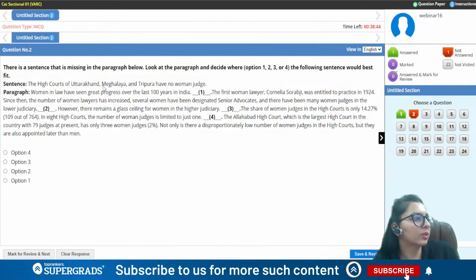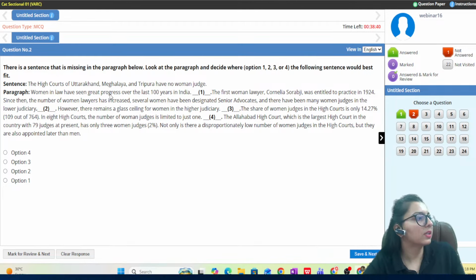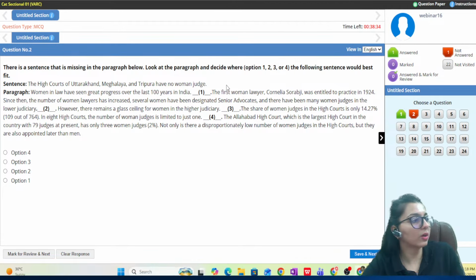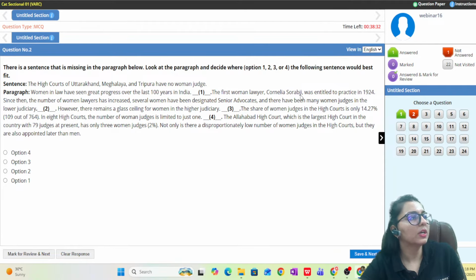The high courts of Uttarakhand, Meghalaya, and Tripura have no women judge. Women in law have seen great progress over the last years in India. Dash. The first woman lawyer. Okay, so here is not where I will want it. So the first woman lawyer, Sorabji, was entitled to practice in 1924.